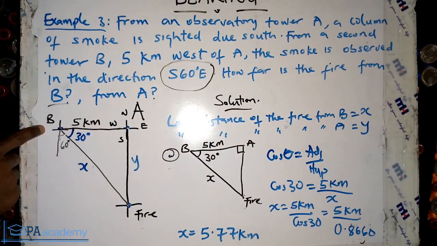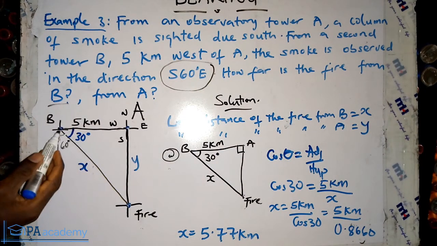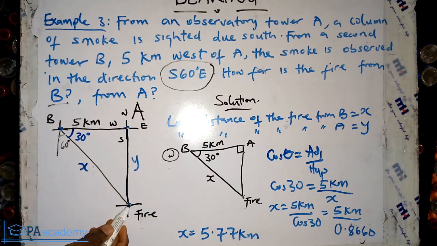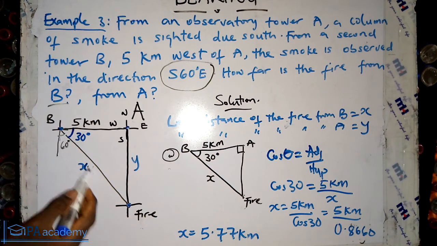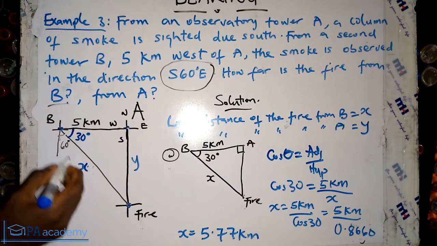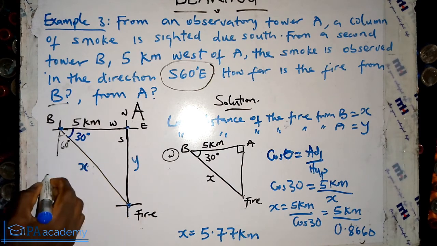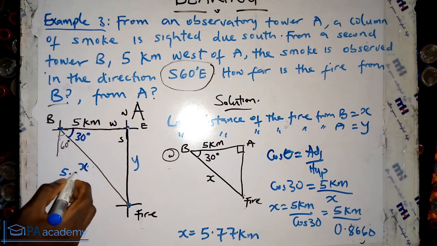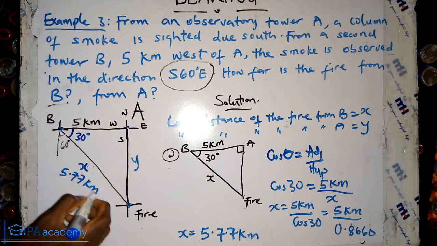This is the fire. How far is it from B, which is the distance from point B to where the fire is. We've represented it with x, and now we've gotten the value of our x to be 5.77 kilometers. So invariably, that means the distance from here to here is 5.77 kilometers, which is the first part.